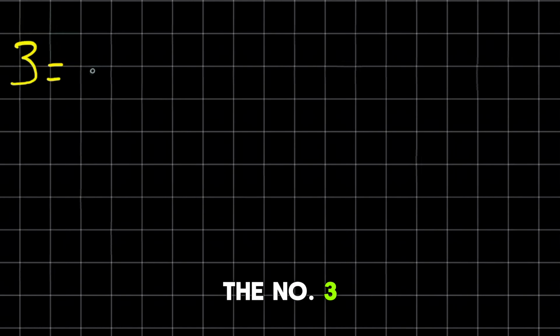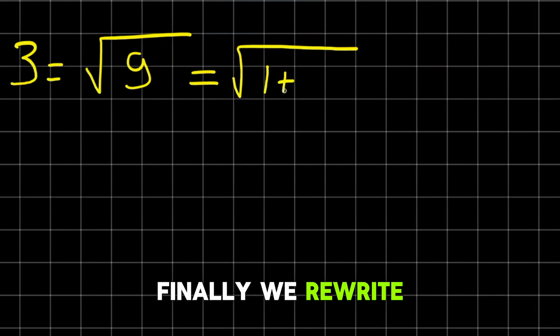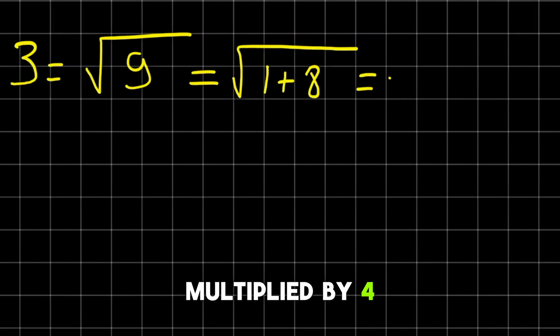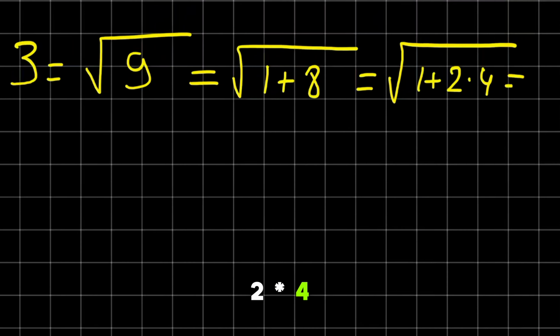First, we take the number 3 and place it under a square root, writing it as the square root of 9. Next, we split 9 into 1 plus 8. Finally, we rewrite 8 as 2 multiplied by 4. As a result, we obtain the expression square root of 1 plus 2 times 4 under the radical.